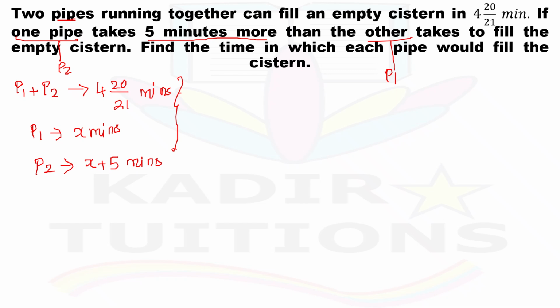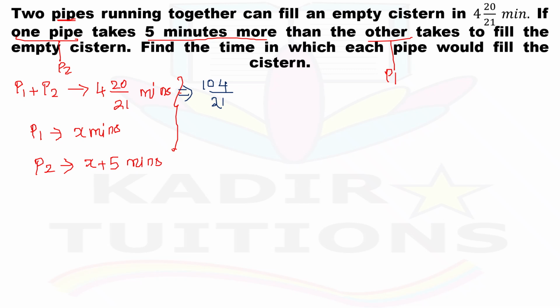So how much time pipe P1 alone will take to fill the cistern, and how much time pipe P2 alone is going to take to fill the empty cistern. This is our question. Now we can proceed. Before that, let's convert this mixed fraction to an improper fraction. How much will we get? 4 into 21 plus 20, we will get 104 divided by 21.